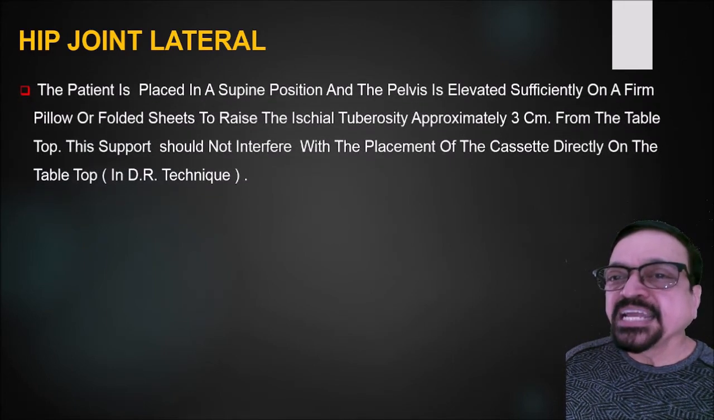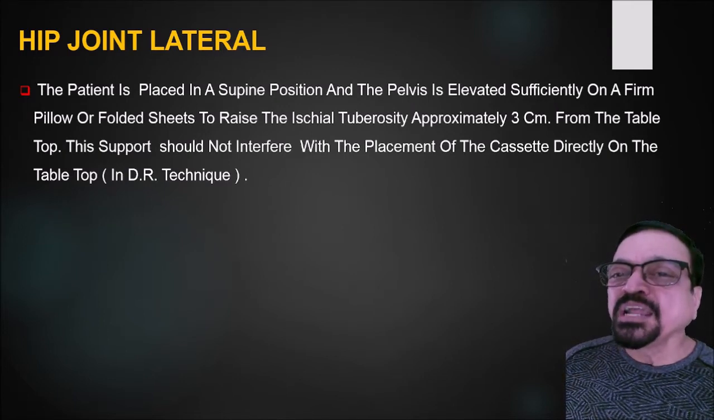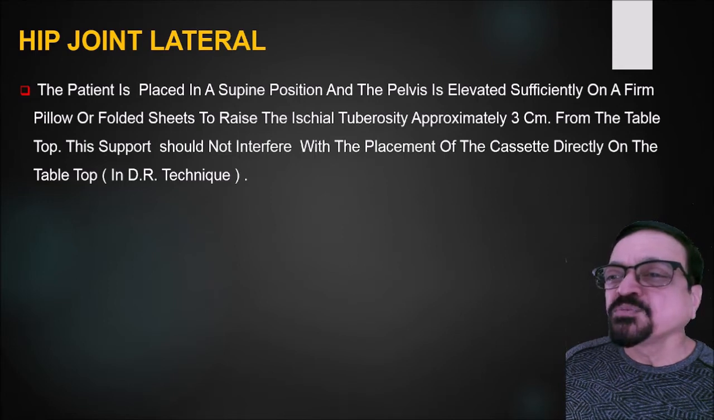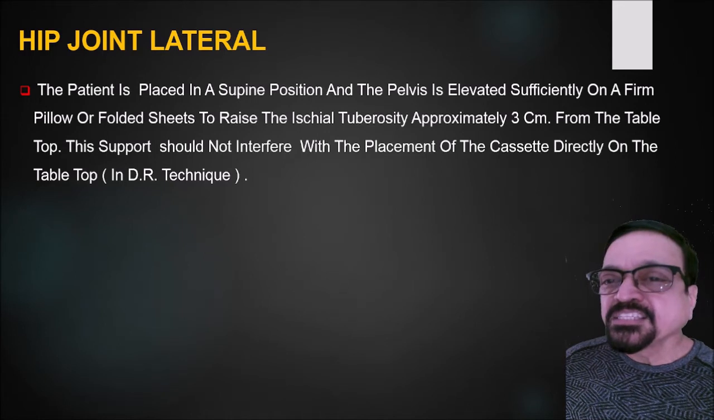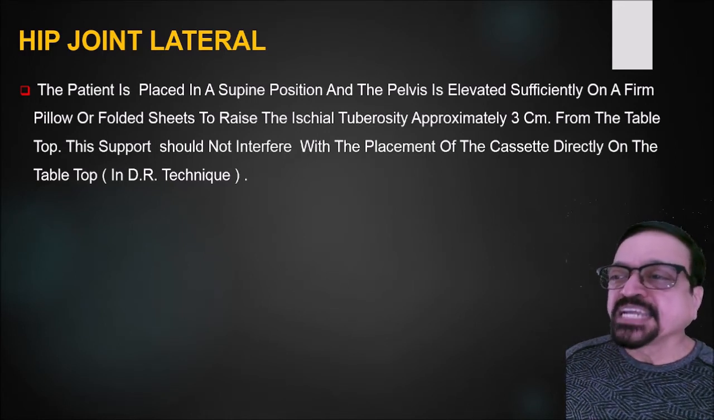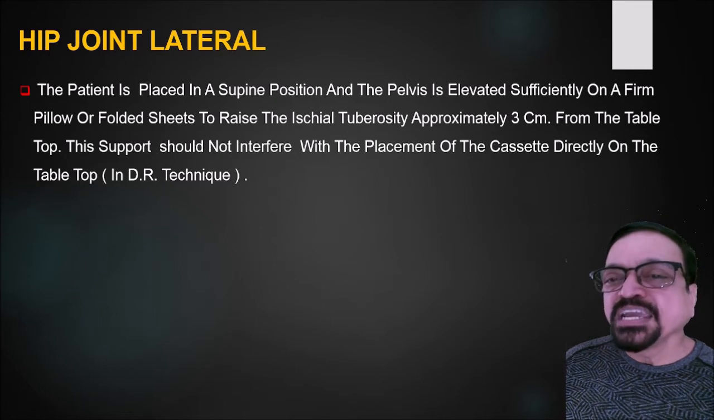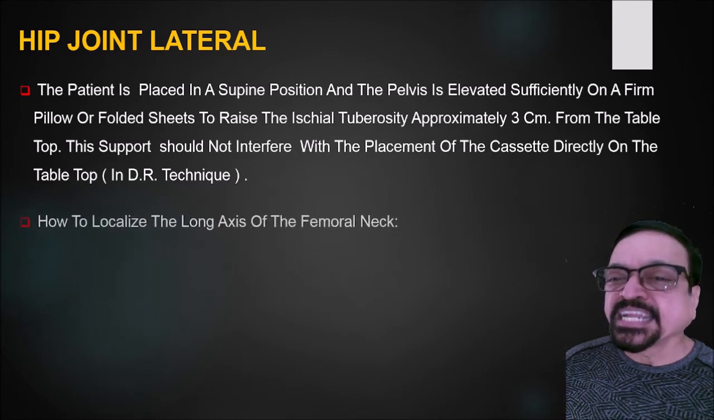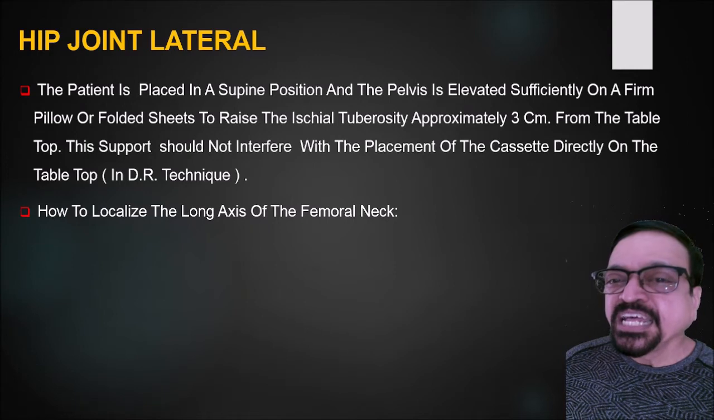Now the patient here is placed in supine position and the pelvis is elevated sufficiently on a firm pillow or a folded sheet to raise the ischial tuberosity approximately 3 centimeters from the tabletop. This support should not interfere with the placement of the cassette directly on the tabletop if you are using DR technology. So in DR technology, the position of this should differ a little bit.